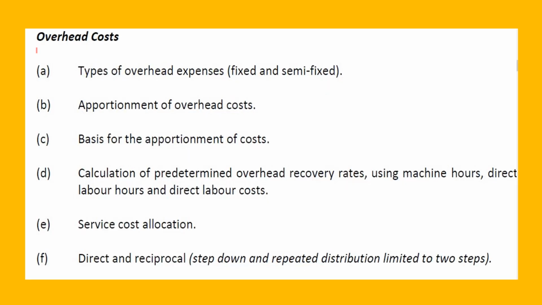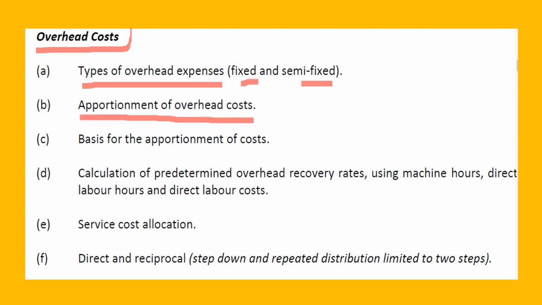Okay, our next topic is overhead costs. The first item on it is the type of overhead expenses, classified into two here, fixed and semi-fixed. This is the same as what we saw previously in fixed, variable, and so on. We have to be able to separate these into their individual elements, fixed and variable, using the high-low method.